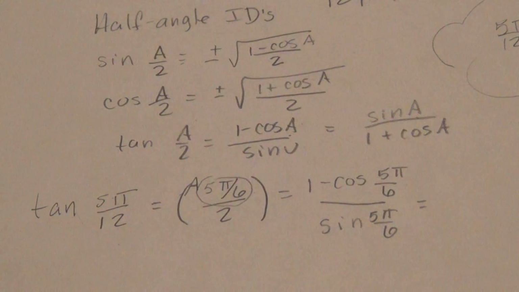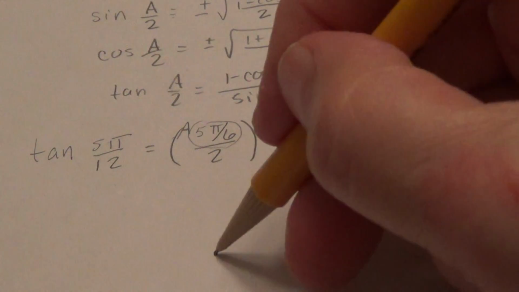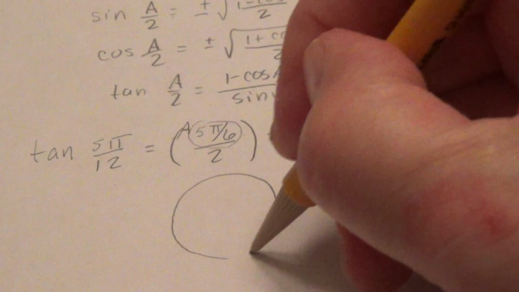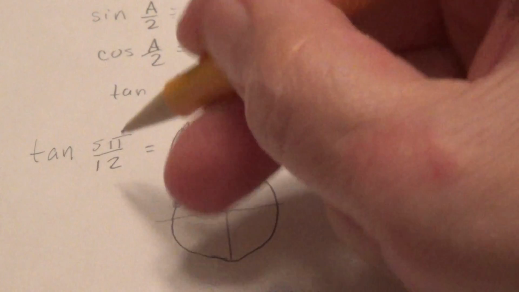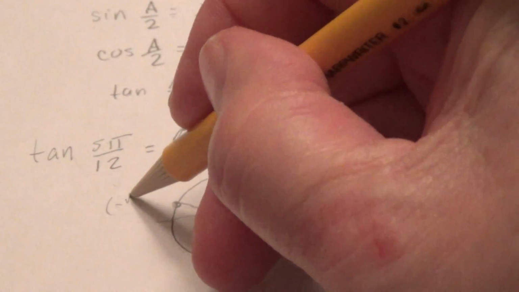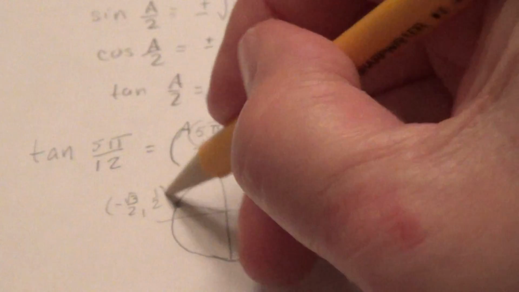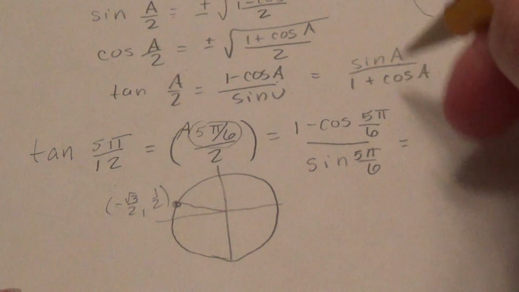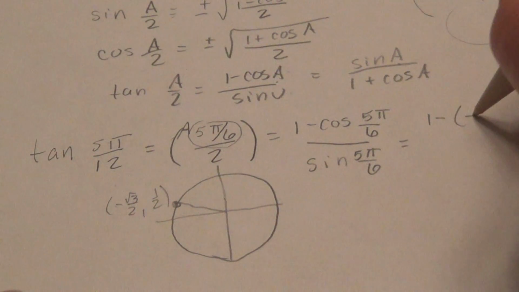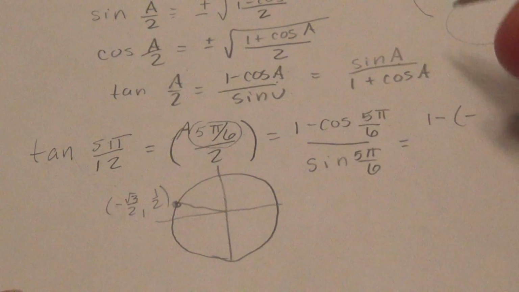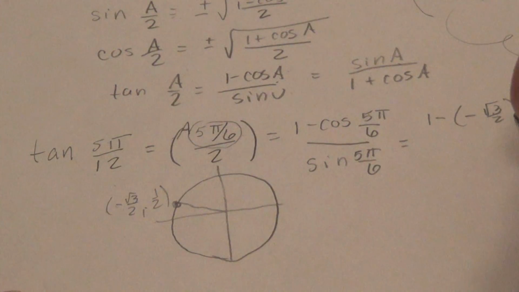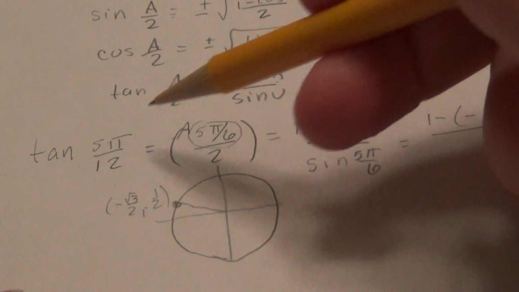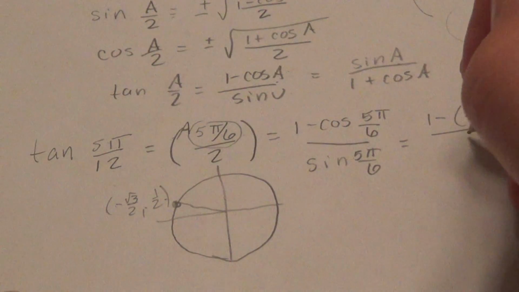And on the unit circle, 5 pi over 6 is over here, where the coordinates are negative the square root of 3 over 2 and up 1/2. Cosine is the first coordinate. So in the formula there's a negative sign, and the value is also negative, over sine of 5 pi over 6, which was the second coordinate.